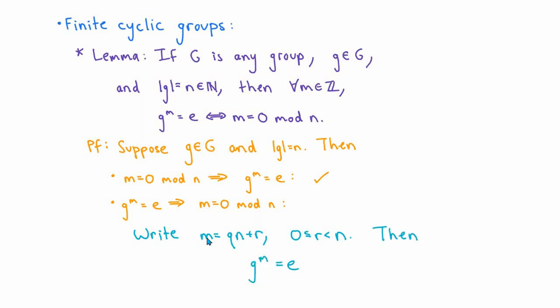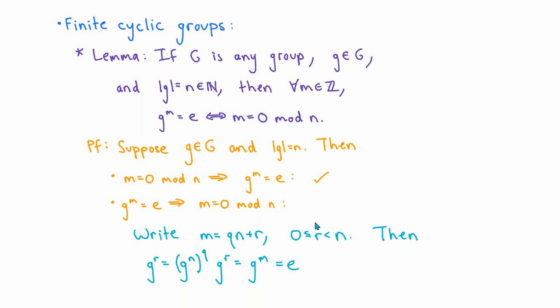Well, since g to the m is the identity element, I can substitute in m equals qn plus r, and then use properties of exponentials to write that as g to the n to the q power times g to the r. But since g to the n is the identity element, I know that g to the n to the q is the identity, so the left-hand side here is just g to the r.